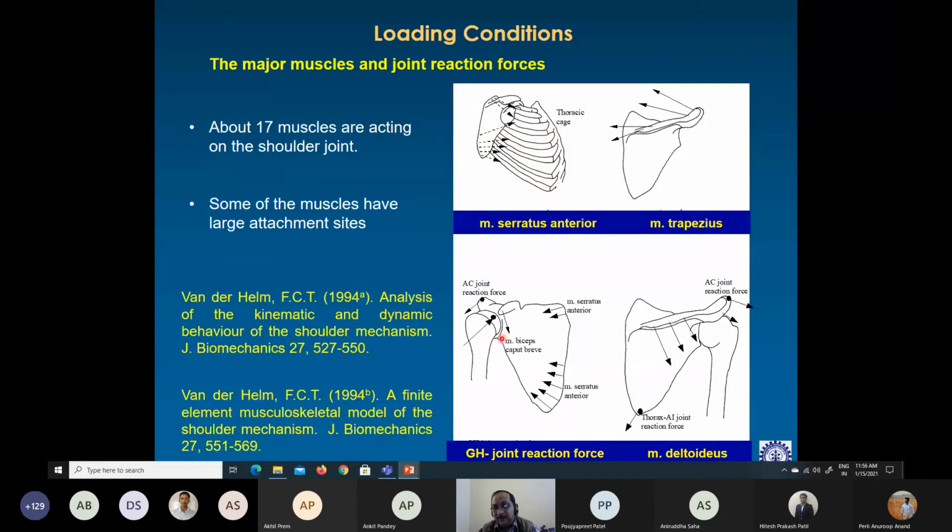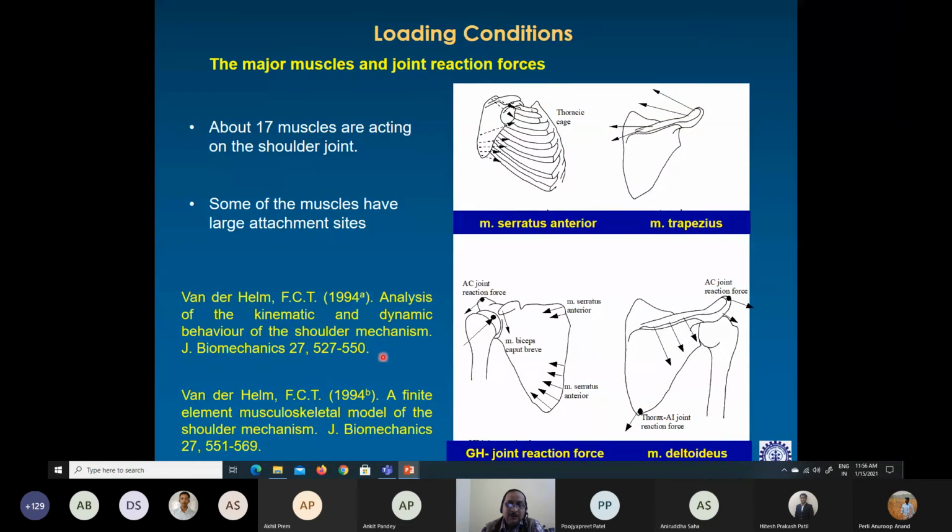Okay, and you have the glenohumeral joint reaction force, the AC joint reaction force. If there was a clavicle, I could have represented it, but the clavicle is not included in this. But the muscle caput longum, and here also you see the muscle serratus anterior. So serratus anterior is more from the front. Anterior means in the front, and posterior is on the back side. If you want, you can refer to this.